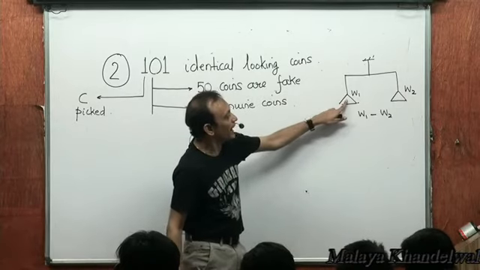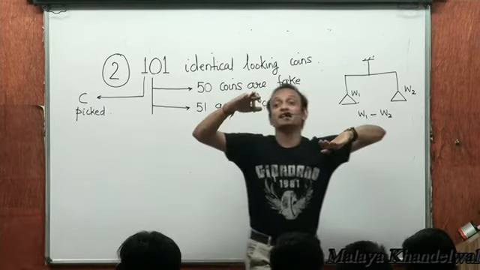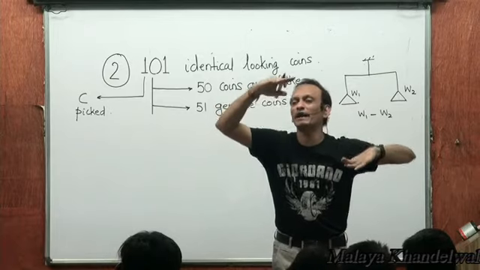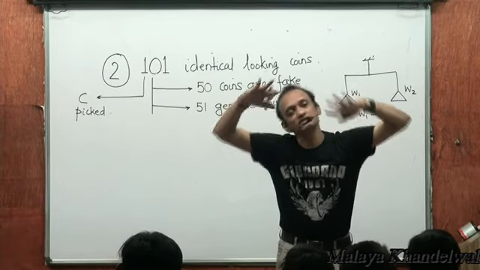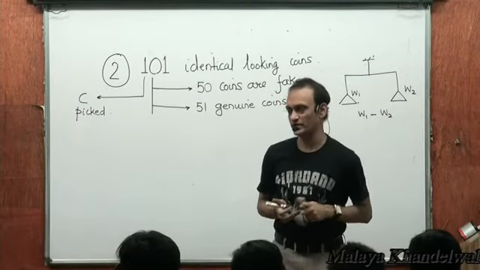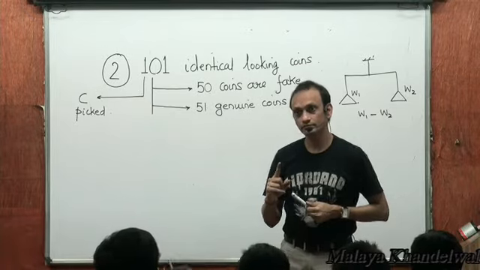This machine, I can place coins in the two pans, and this machine can tell me the difference. It's calibrated to tell me the difference between the weights in the two pans. This is how this machine is calibrated, right? You know what I'm saying?